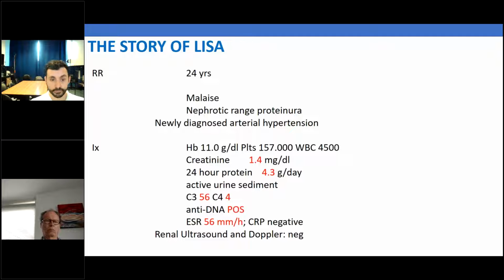So hemoglobin 11, platelets and white blood cell overall were fine. We have an increase of creatinine up to 1.4. The proteinuria was of nephrotic range. We have active urine sediment, low C3 and C4 as expected in an active lupus, positive anti-DNA, and an increased ESR with normal CRP, which is again what we usually expect in the context of an active connective tissue disease. A renal ultrasound that at that time was completely normal.